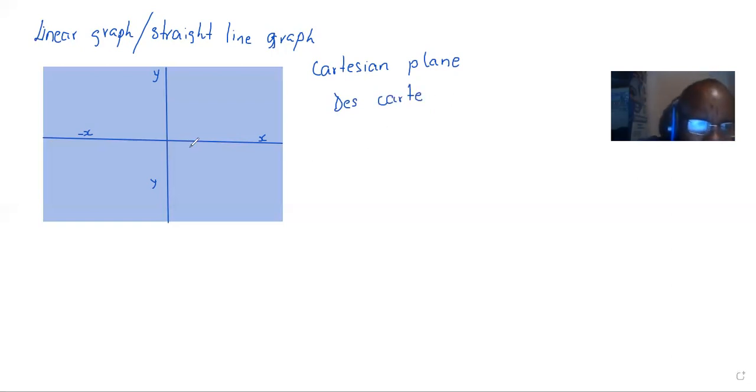So we can have that as 1, 2, 3, 4. This will be -1, -2, -3, -4. We'll have 1 here, 2, -1, -2, -3, and -4. Now, we talk of a coordinate which has an x and y value.